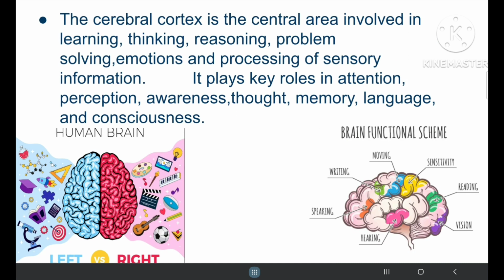The cerebral cortex is the central area involved in learning, thinking, reasoning, problem solving, emotions, and processing of sensory information. It plays key roles in attention, perception, awareness, thought, memory, language, and consciousness.